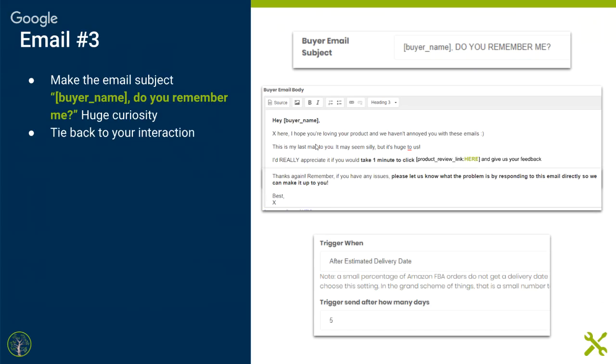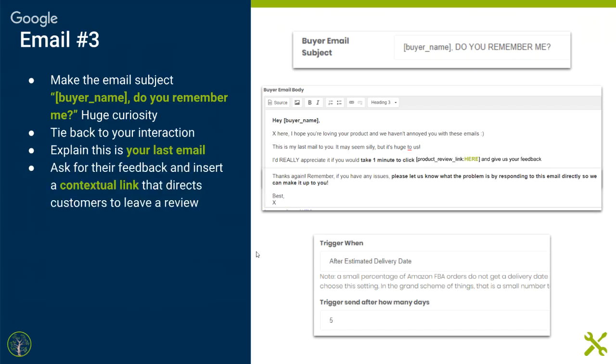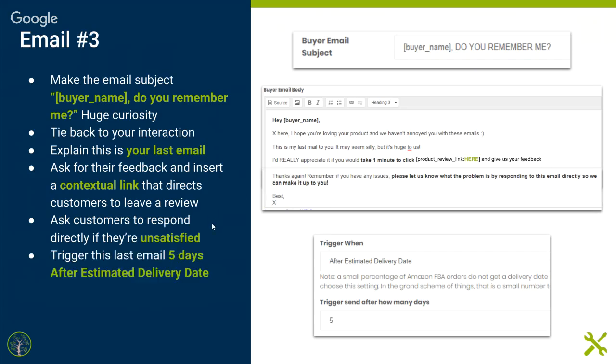Hey, I hope you haven't been annoyed with my emails over the past few days. This is my last mail to you. So that gives you credibility. You're not spamming them. And then, say to them like, I'd really appreciate it if you took 1 minute to just click on the link here to give us your feedback. And that goes straight for them to leave a review. And, please let us know if you're not satisfied with anything. We're ready to make it right to you, or make it up to you, and, respond directly to this mail so we can make it up to you. Very important. This one we trigger 5 days after estimated delivery date.